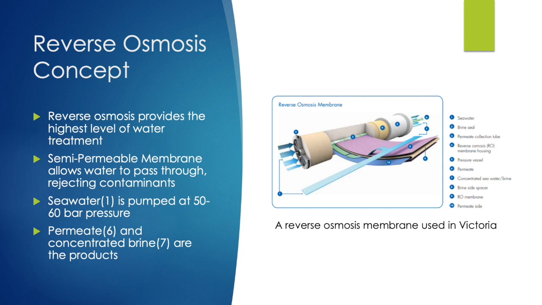Reverse osmosis is a membrane process that produces the highest level of water treatment, utilising a semi-permeable membrane that allows water to pass through while rejecting contaminants. Water is pumped through pipes at 50 to 60 bar pressure, greater than the osmotic pressure, with clean water coming out the other side, as well as brine, which is then disposed of, as shown in the diagram.